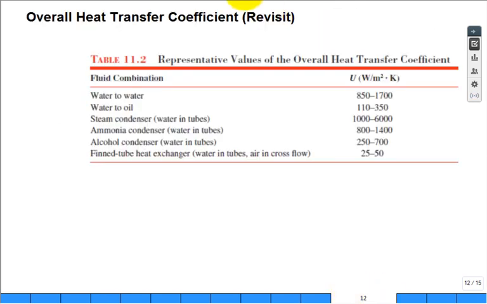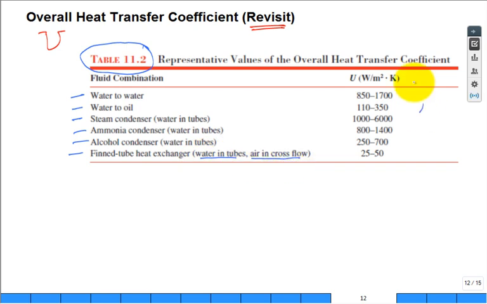I'm going to revisit a little bit the overall heat transfer coefficient, capital U. Take a look. Did I spend some time? I don't recall if I spent enough time on this table. Take a look at this table. We have water, oil, steam condensing, water inside of tubes, ammonia condensing, alcohol condensing, water inside the tubes, and finned tube heat exchangers where you have water in the tubes and air in crossflow.